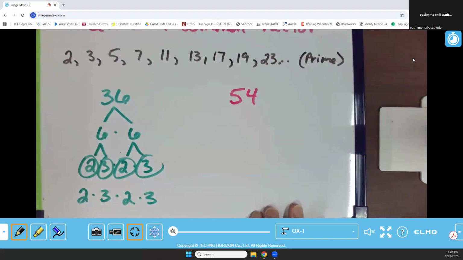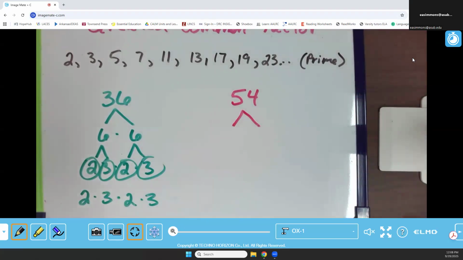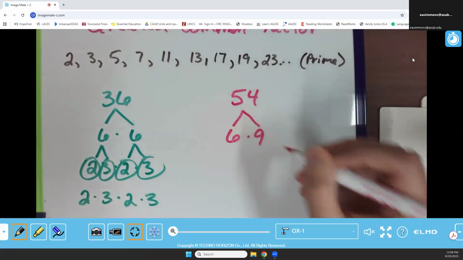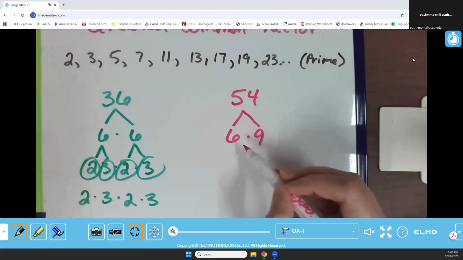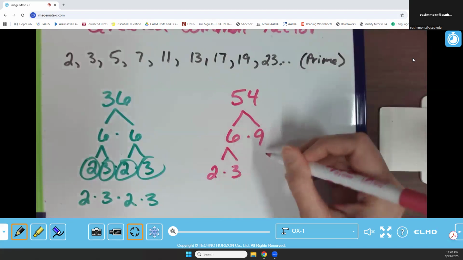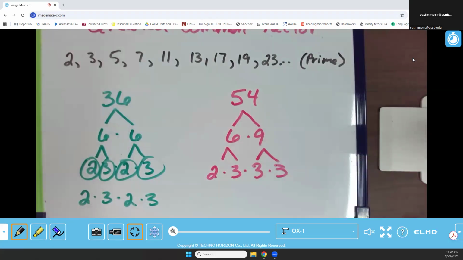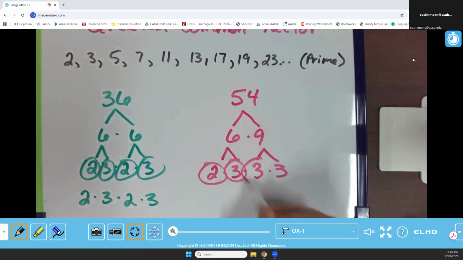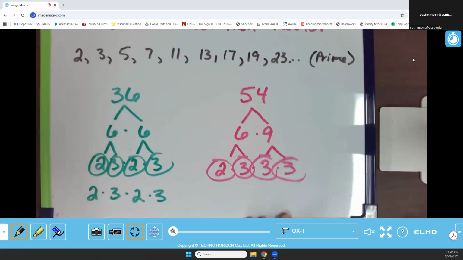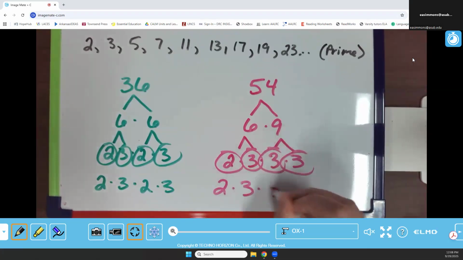We're going to factor out 54 just like we did with 36. So two numbers that can multiply to get 54. And we can do 6 times 9. Neither of these numbers are prime, so we need to break them down into prime numbers. 6 breaks down into 2 times 3. And 9 breaks down into 3 times 3. All of these numbers are prime, so I'm going to go ahead and circle them. And the prime factors for 54 are 2 times 3 times 3 times 3.